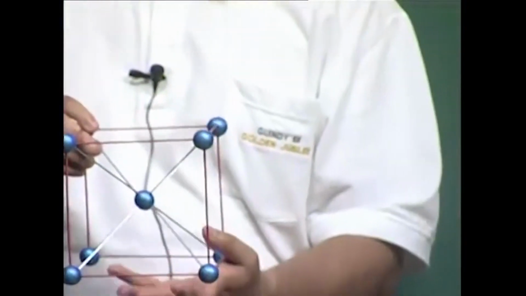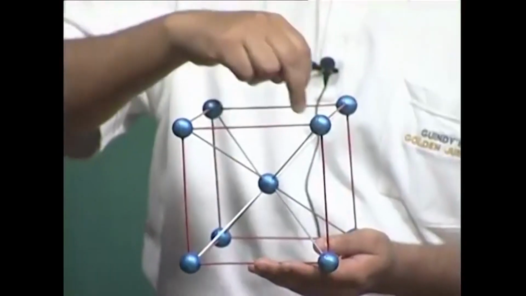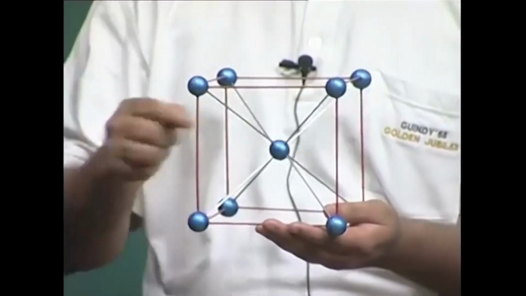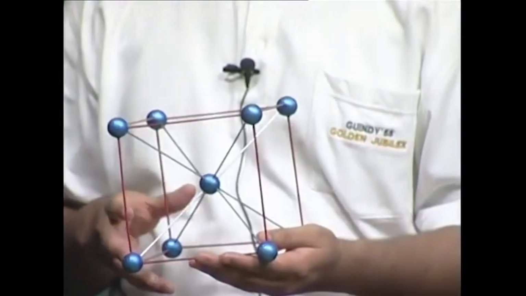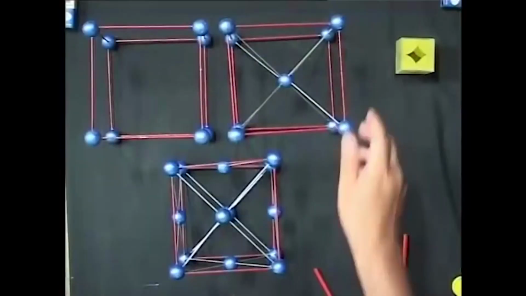Now how many of such body diagonals are there in this cube? It is obvious from this. There are 1, 2, 3, 4 body diagonals within this cube, and each one of those 4 body diagonals is bisected by the central point, which is the position half, half, half in the cube.